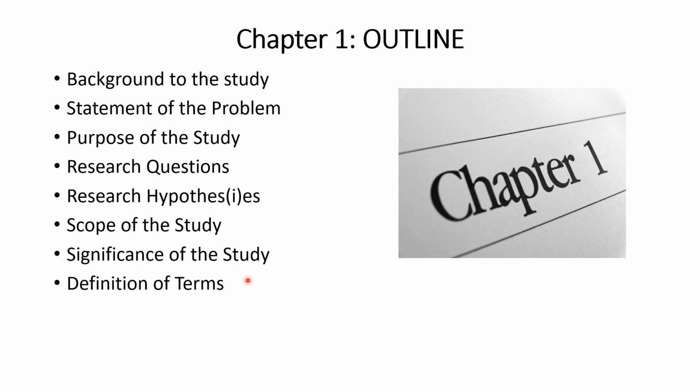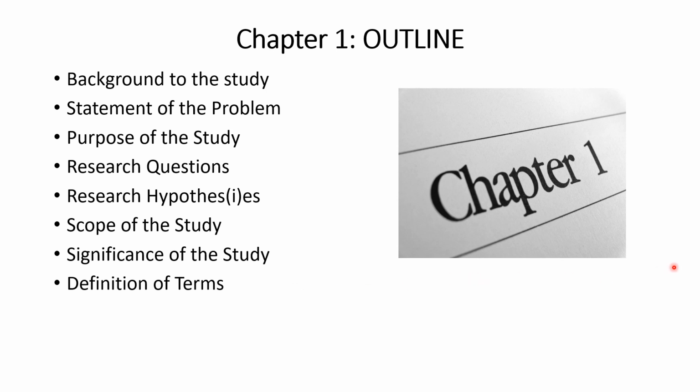Then finally, under the outline of chapter 1 is your definition of key terms. Here you want to define your key variables under this item. The variables that form your topic, your dependent and independent variables, this is where you define them according to the context of this study. So these are the outline for chapter 1.